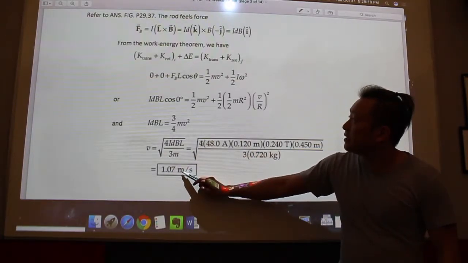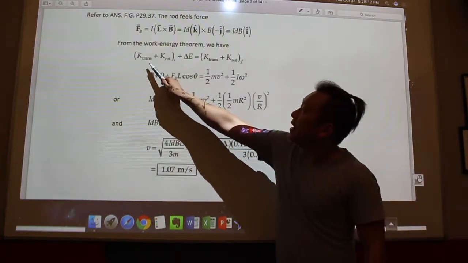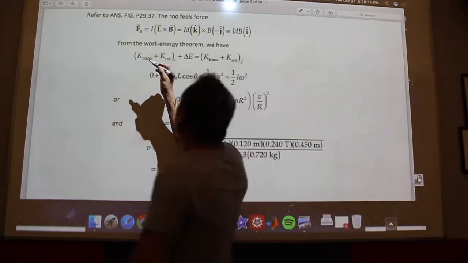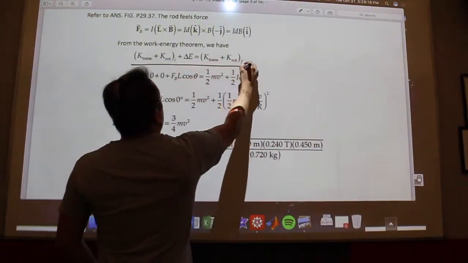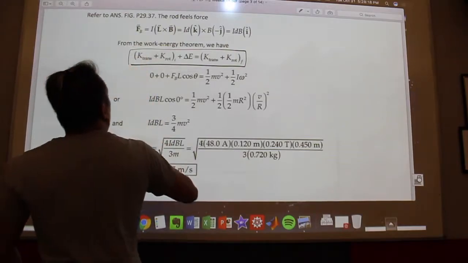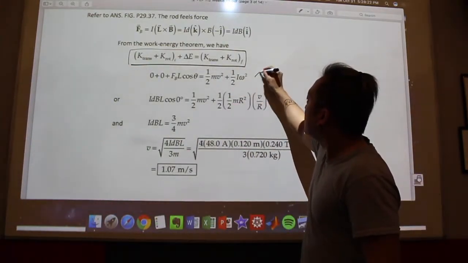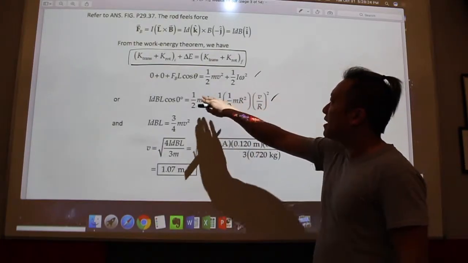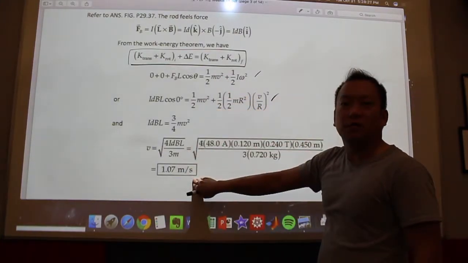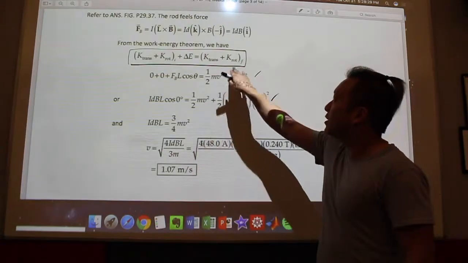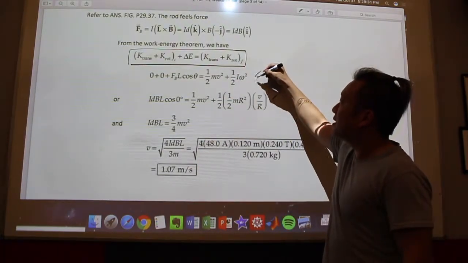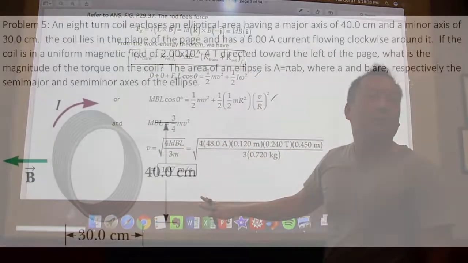Jot down this, and most importantly, this. That's the idea you want to understand. That's the key of this problem. And to understand this step, and then from here, basically, it's just algebra. Make sense, right? Once you understand these two steps, everything is just algebra.